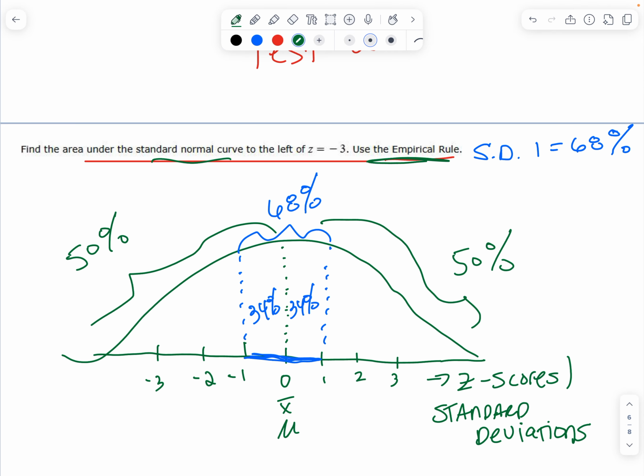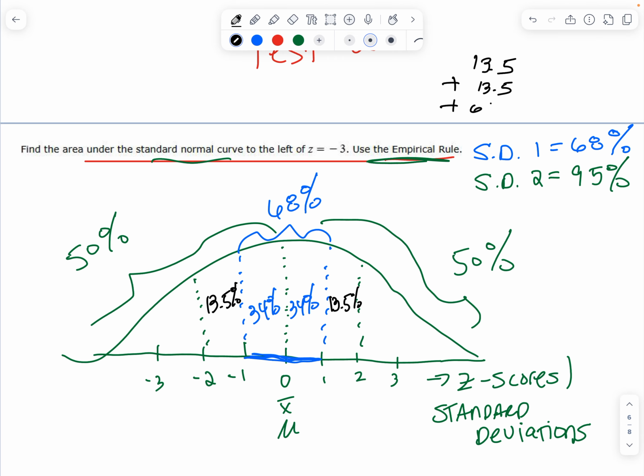The empirical rule tells us that if you go out 2 deviations, that captures about 95% of us. So we're going to come out to here and out to here. If we already have 68% and we need 95%, we add 13.5% here and 13.5% here, because 13.5 plus 13.5 plus 68 gives you 95%.